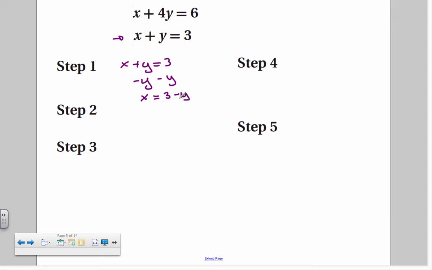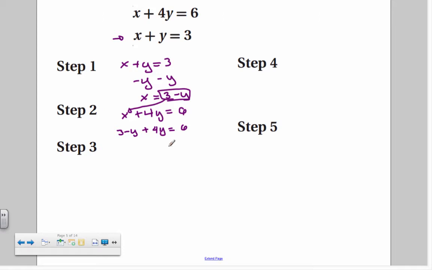So now I'm going to take what x equals, 3 minus y, and I'm going to plug it into the opposite equation. So the opposite equation was x plus 4y equals 6. And this is step 2. Step 2 says plug or substitute what you found your variable to be into the variable for the opposite equation. So now I'm going to put that 3 minus y right into this x. So now I have 3 minus y in for x, plus 4y equals 6.